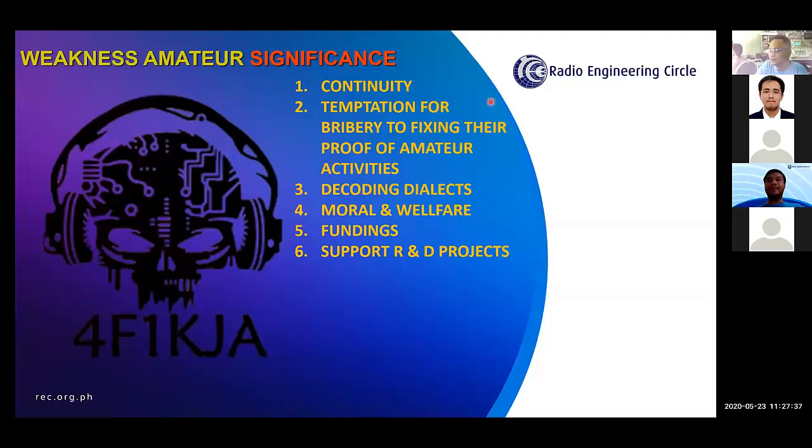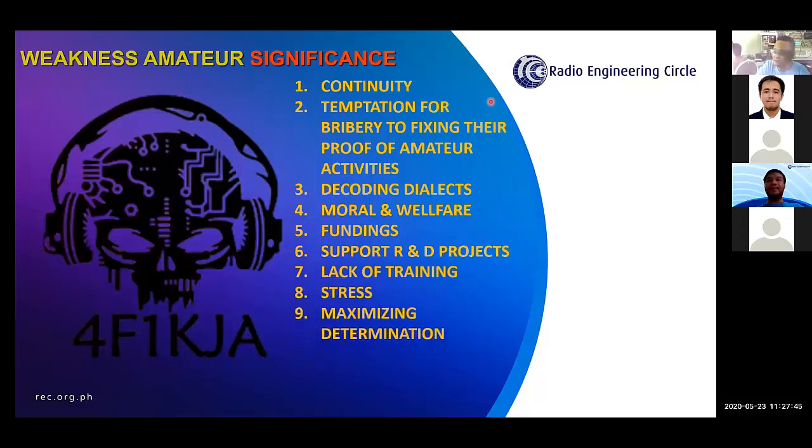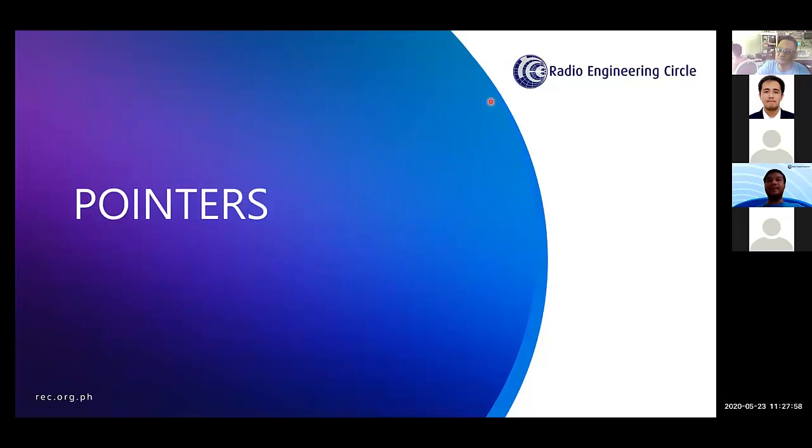Okay? Research and development projects, okay? Lack of training, stress, maximizing determination, designation. Screenshot, 5, 4, 3, 2, 1, pack. And designation. Okay? Pointers. I will not elaborate on this. For these pointers of our reviewer, I have only 50 minutes.